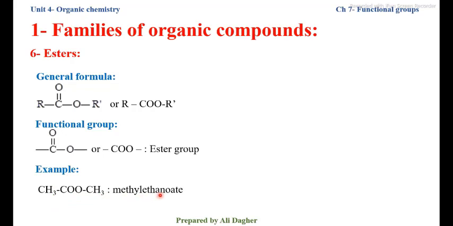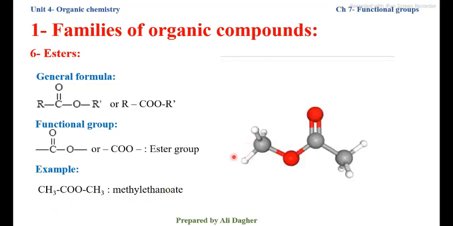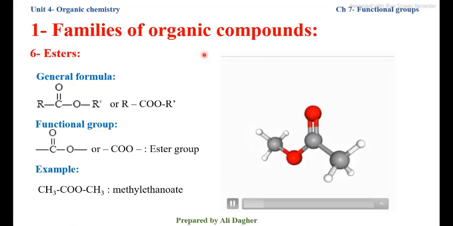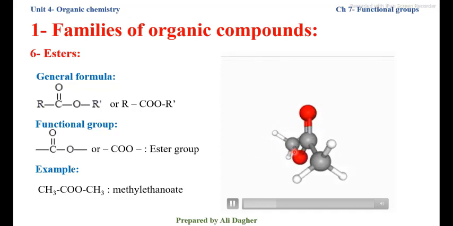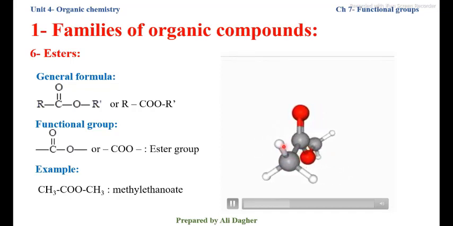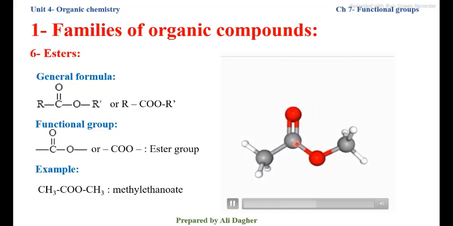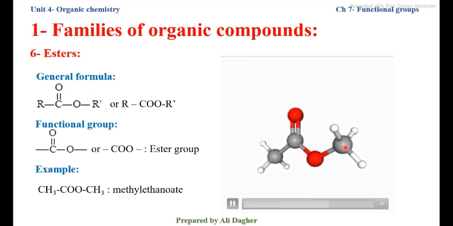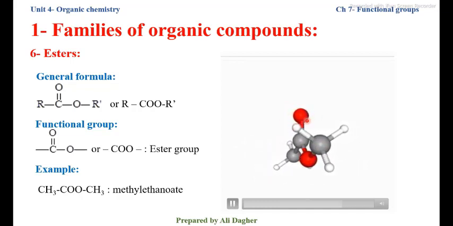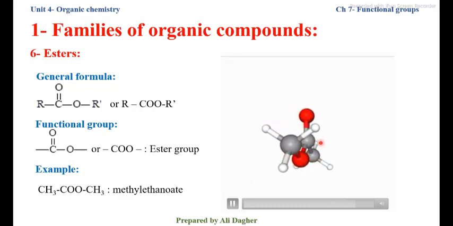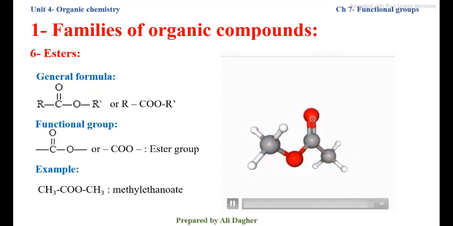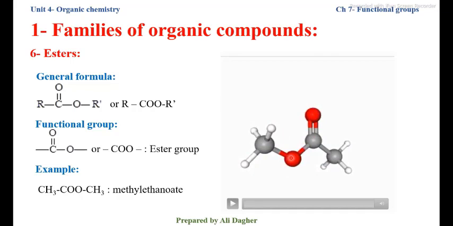CH3COOCH3, methyl ethanoate. This is the 3D model of methyl ethanoate. CH3, single bond C double bond O, C single bond O, CH3. This is the ester group, which is C double bond O, C single bond O.